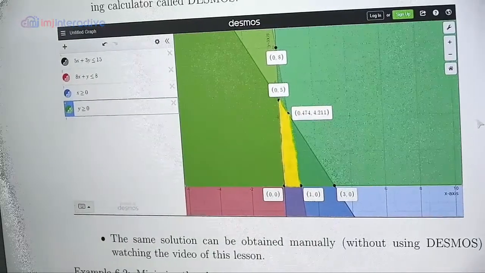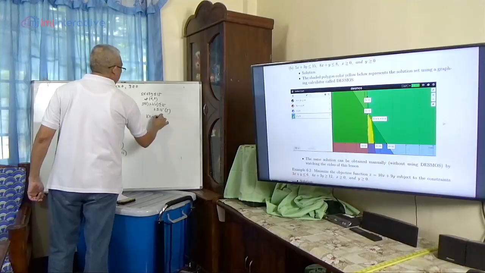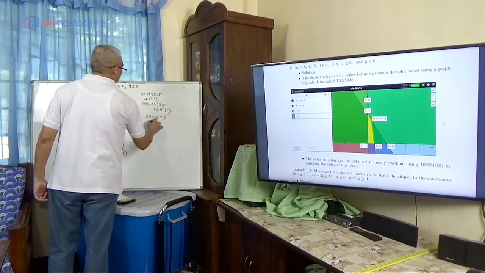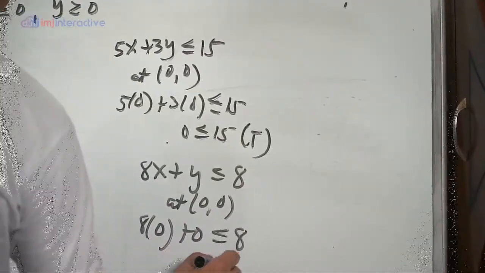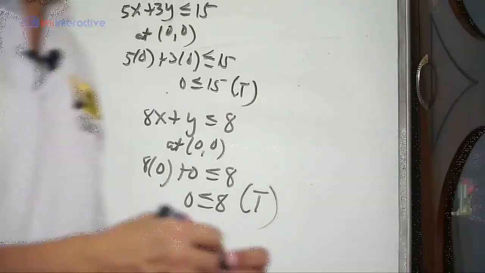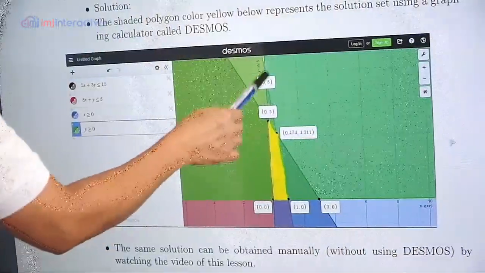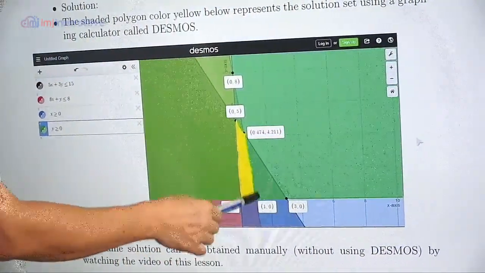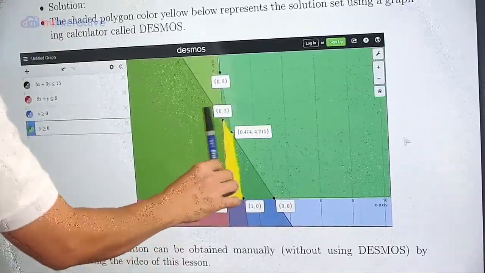Let's consider the second inequality. 8x plus y is less than or equal to 8. So again, at 0, 0, 8 times 0 plus 0 less than 8. So 0 is less than 8, and this is true. So this is the line representing 8x plus y less than 8. And here is your 0, 0. See, it is true, so you will shade this part.